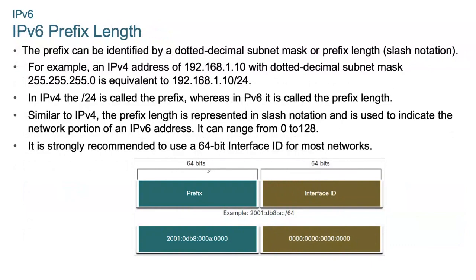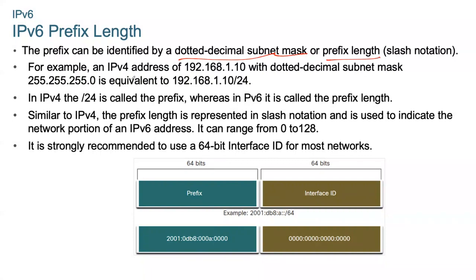And the prefix length: the size of an IPv6 address is 128 bits, separated into 64 bits for the network prefix and 64 bits used for the interface ID. This 64 bits can be represented in hexadecimal, for example as 0001. Here you can find the prefix length, which identifies the subnet mask, using the slash notation.